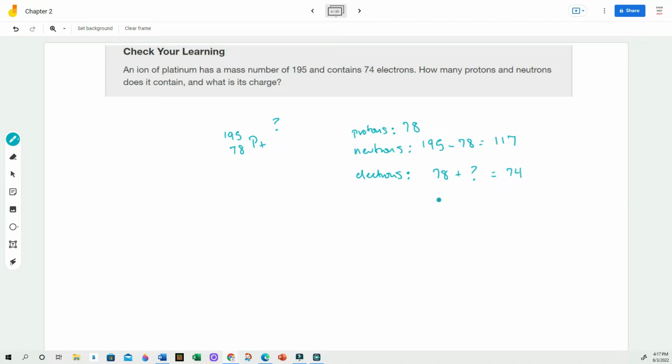So you can think of this equation more as 78 plus x is equal to 74, and we need to solve for x. Well, solving for x, we get x equals -4. That means we have lost 4 electrons. So we'll call this a loss of 4 electrons. When we have more protons than electrons, it means we have a positive charge. And specifically, we have 4 more protons than electrons. So the charge on this platinum atom is 4 plus. And I can still put my 195 and my 78 just to make it complete.